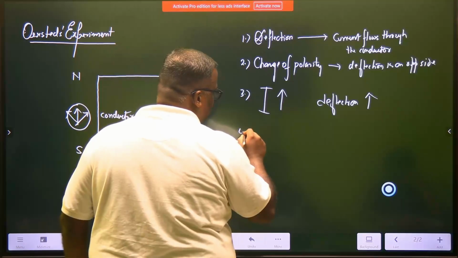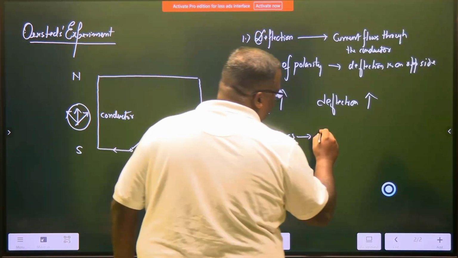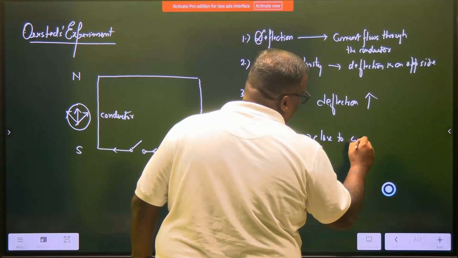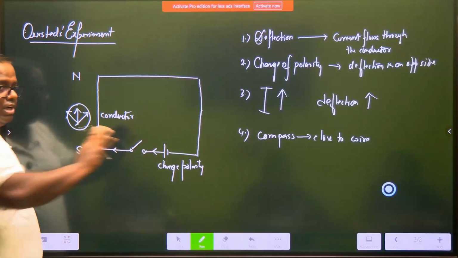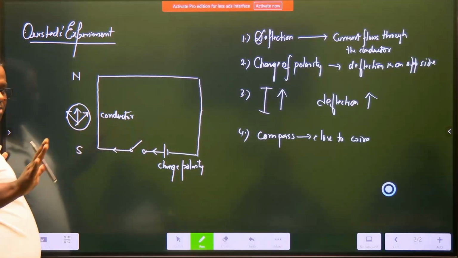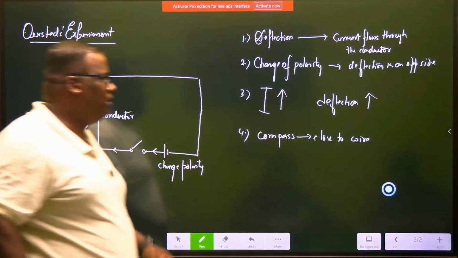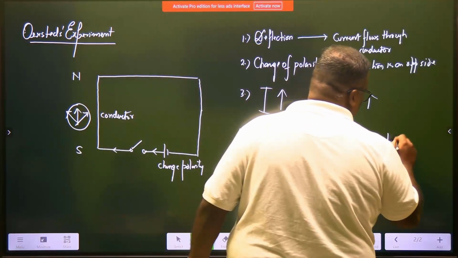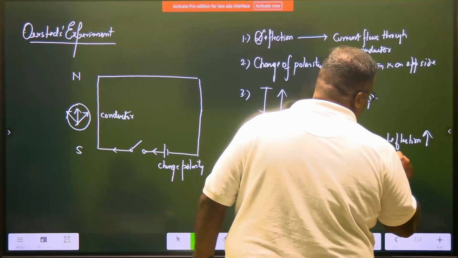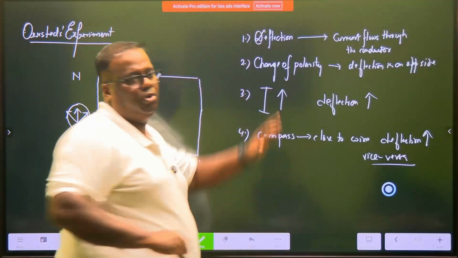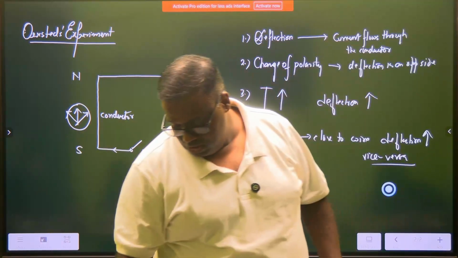The fourth one is about bringing the compass close to the wire. See, the intensity of the current is maintained and the polarity is kept the same. Now we are shifting the compass. As you move away from the wire, the deflection reduces; with the compass close to the wire, the deflection will be more, and vice versa. Children, try to note these points and elaborate your understanding. If you have any doubt in any one of these, you can actually ask me.